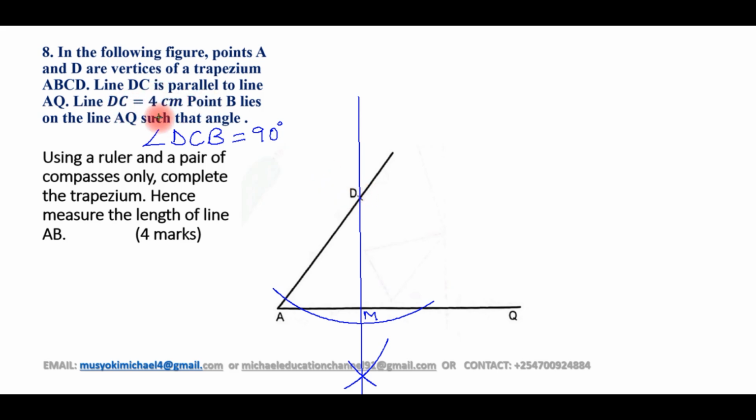Now we have been told DC is parallel to AQ, and therefore we need also to locate point B, which lies on the line AQ, such that angle D is 90 degrees. But we don't know exactly where point B is, so we need to locate point C first, and from point D we can draw a perpendicular to pass through D, to cut D perpendicularly.